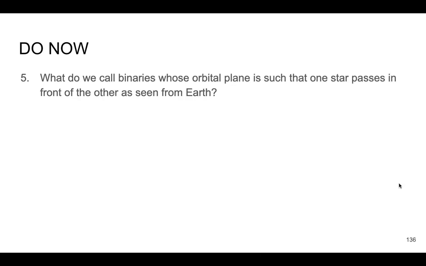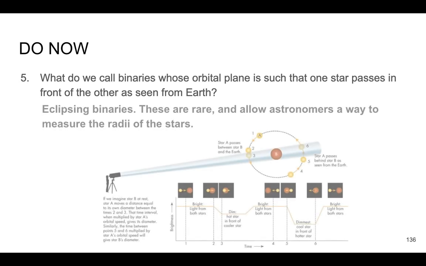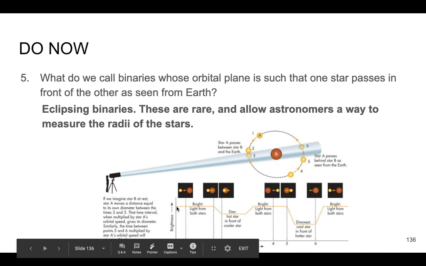So what do we call binaries whose orbital plane is such that one star passes in front of the other as seen from Earth? These are the eclipsing binaries. These are rare because they have to be lined up just right so that their orbital plane is seen kind of edge on from Earth. When that happens, you will actually see one star pass in front of the other and block that other star's light. If you look at this diagram, when you're seeing both stars 100%, you're getting all the light from both stars. Then when one passes in front of the other, the light starts to dim, and then one star is eclipsed by the other, so the light is down. Then the other one starts to appear fully again, the light goes up, and so forth.